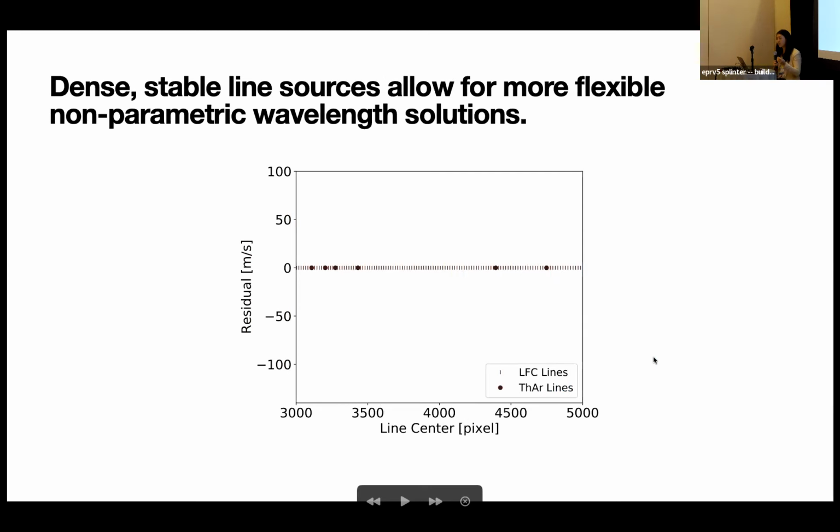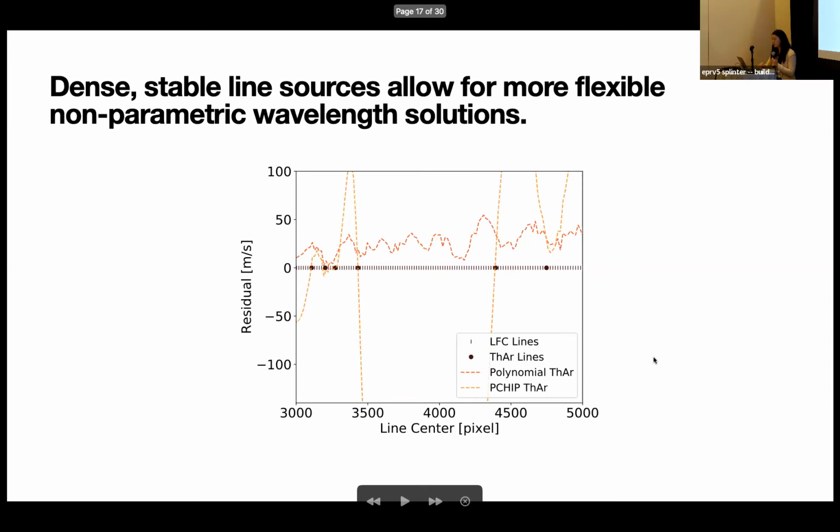The second part of Excalibur is this non-parametric aspect. I'm going to run through a series of tests where I use a subset of lines to create a wavelength calibration, and then evaluate it on a different set of lines. Here, for example, I'll either create the wavelength solution from the thorium-argon lines or from every other LFC line, and evaluate it on the remaining LFC lines. On the y-axis, I'll show the difference between the actual wavelength value for the LFC versus the constructed one. If you use the polynomial, the residuals you get are the dark orange, and you can see that they fall pretty low.